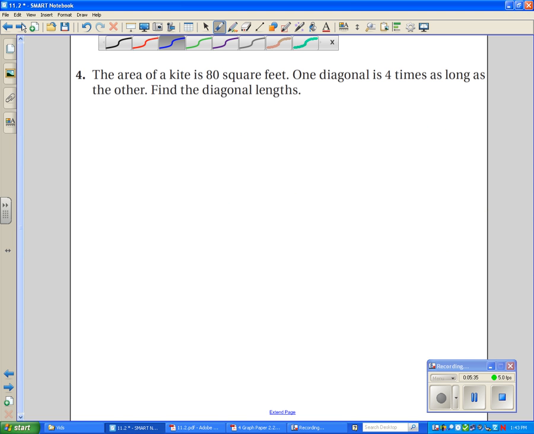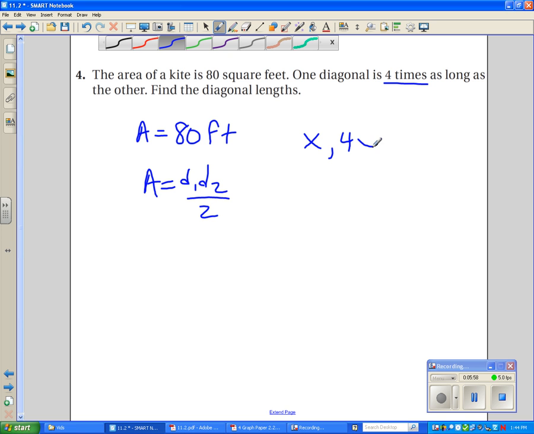Area of a kite is 80 square feet. So we have area. One diagonal is 4 times as long as the other. Go ahead and write this problem down in your notes. We have area. Remember that the area of a kite is diagonal 1 times diagonal 2 divided by 2. Let's find the diagonals. It says 4 times as long as the other. So we have some diagonal that's x, and the other one has to be 4 times x.